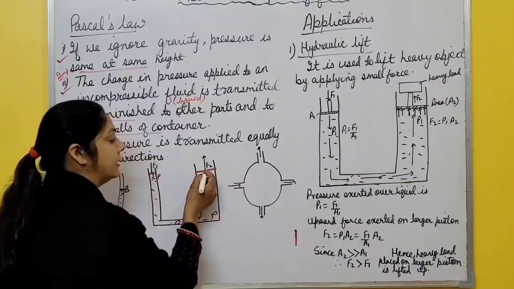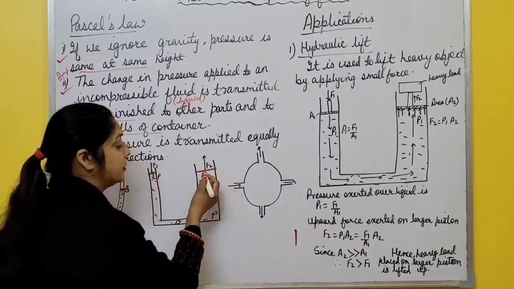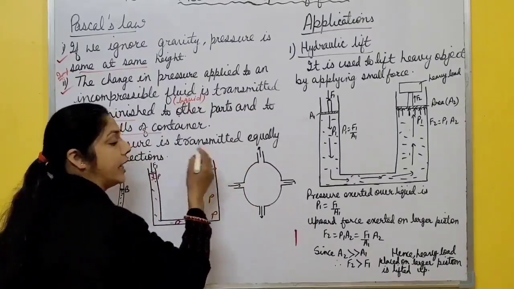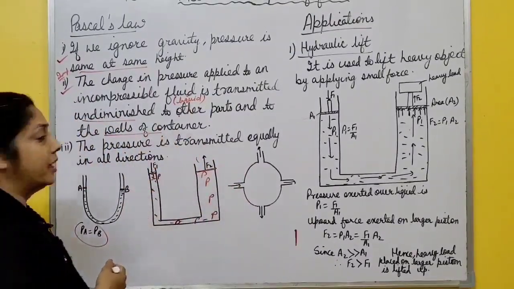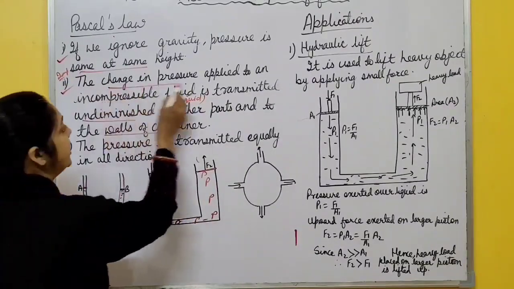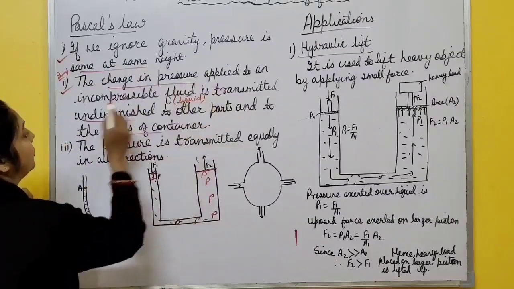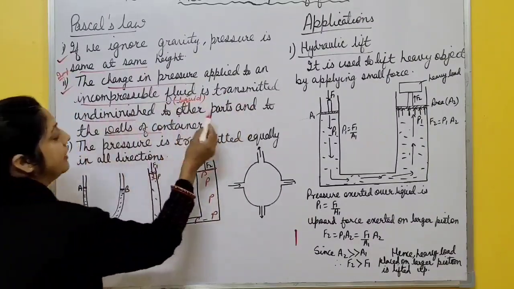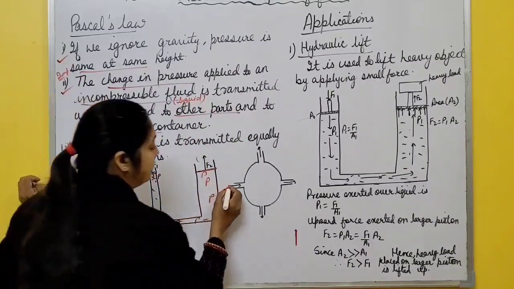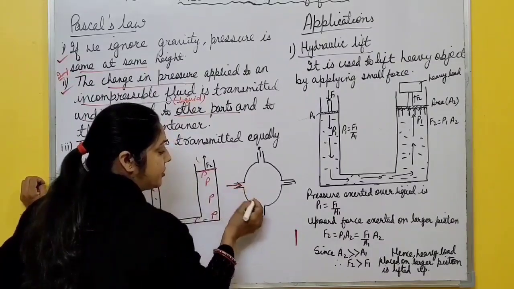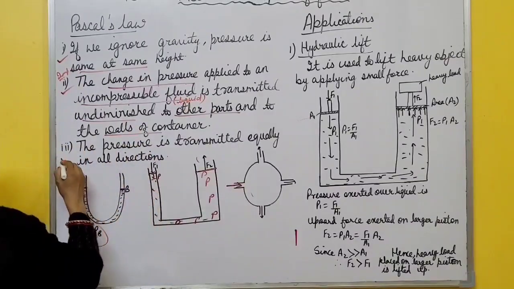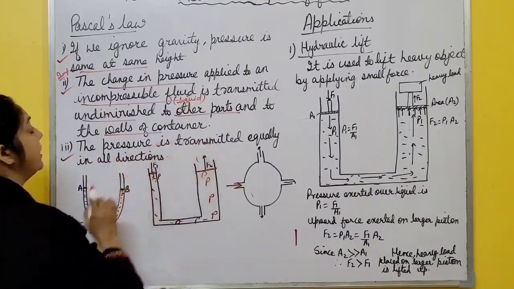And here at the other end this area is large. So this pressure into large area exerts force F2, and it is used to carry heavy loads. We will discuss this in hydraulic lift in detail. So this second point is very important. What is this? The change in pressure applied on this side to an incompressible fluid is transmitted undiminished to other parts and to other walls of the container, right? Suppose change in pressure is applied at this point, so it is transmitted equally to other parts and walls of the container.